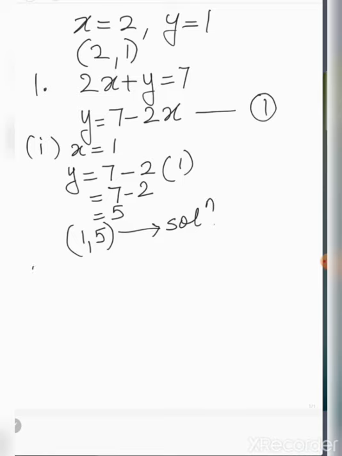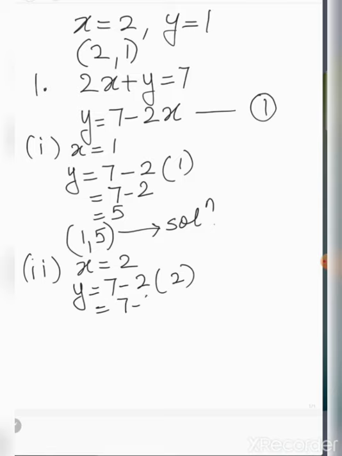Now for the second solution I will put x equal to 2. So if we put x equal to 2 in equation 1, what will I get? 7 minus 2 into 2, that is 7 minus 4 which is equal to 3. So the solution becomes 2, 3. This is the second solution.